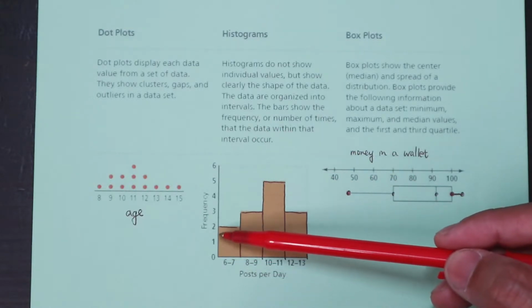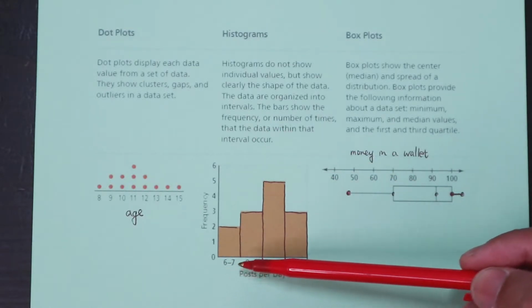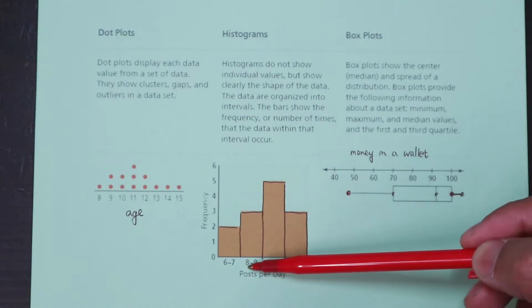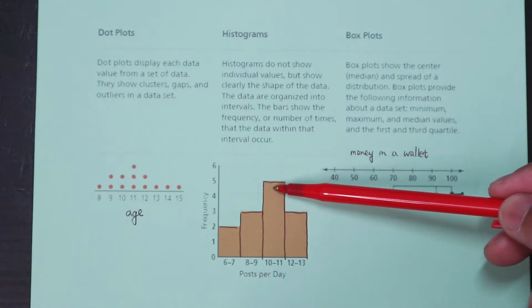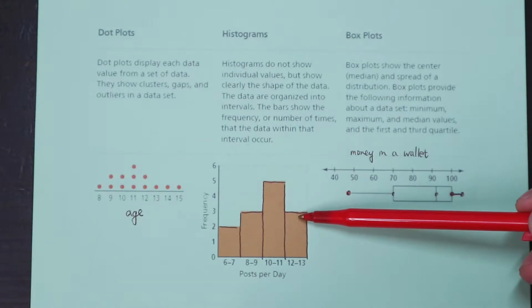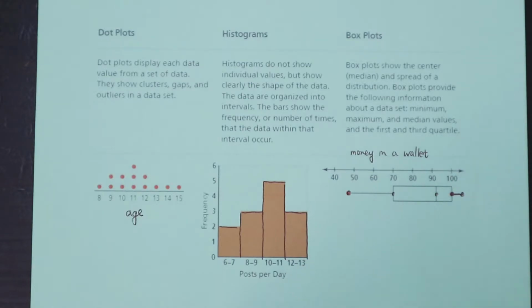I see that there are 2 people who make 6 to 7 posts per day. And there are 3 people who make 8 to 9 posts per day. And here I see that there are 5 people who make 10 to 11 posts per day. And 3 people make 12 to 13 posts a day.